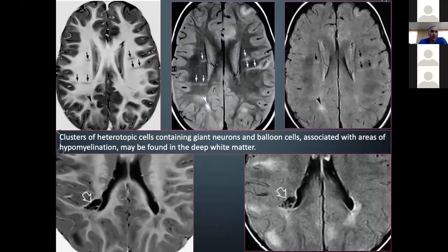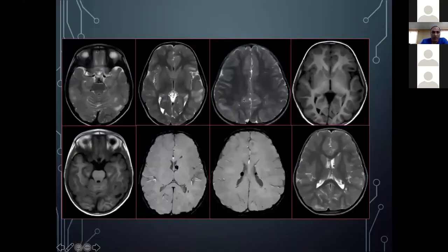So this is another example. You can see these signal abnormalities in the underlying white matter. These subcortical white matter signal changes are there, and you can see the nodules also. In another case, with susceptibility, we can show calcification within these nodules. These signal changes are similar to the cortical malformations.